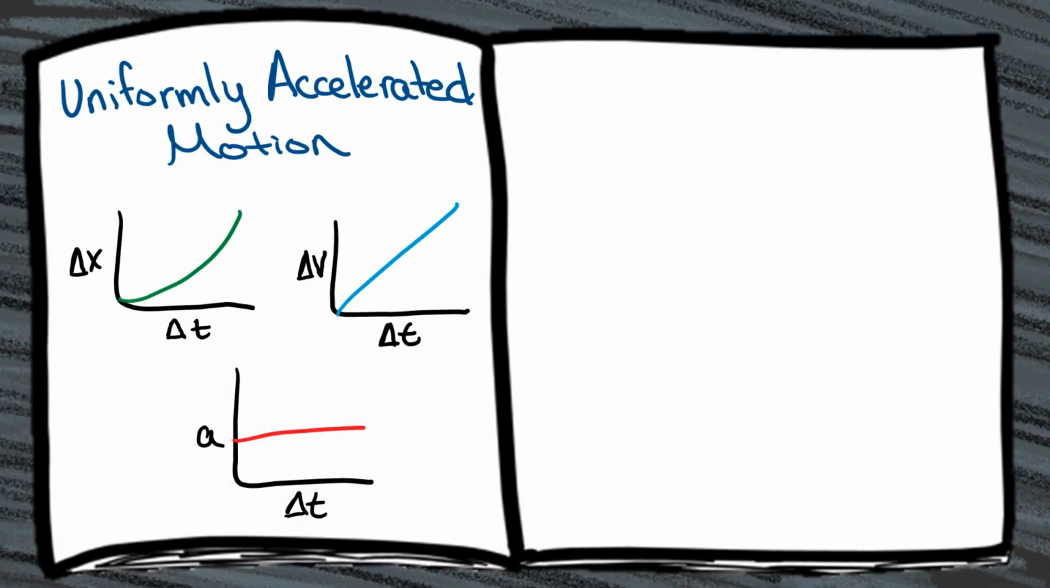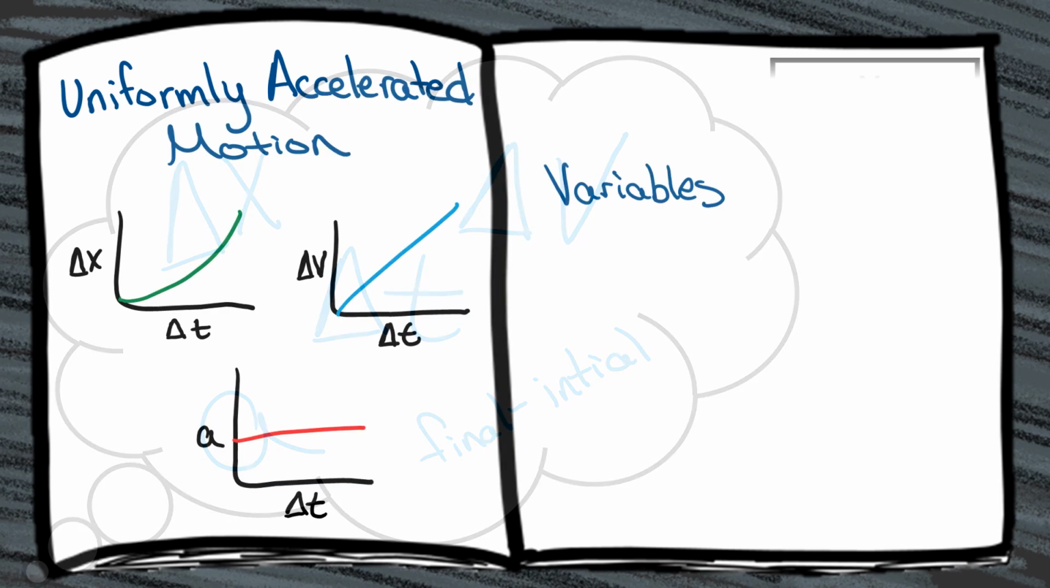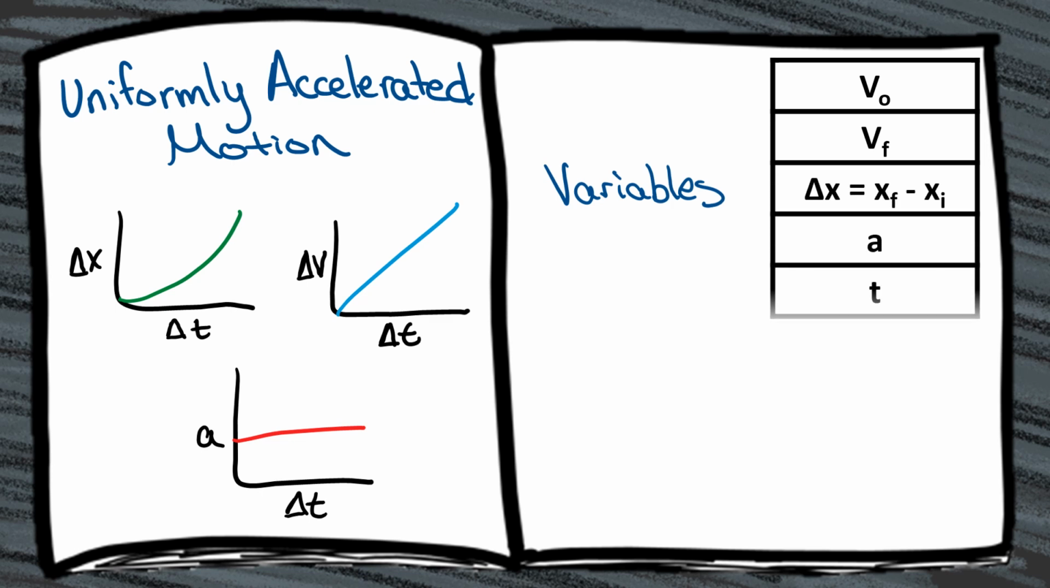Now that we know how to use motion graphs to illustrate the motion of an object that is uniformly accelerating, we're now going to focus on how to use a mathematical approach when graphing is not the most efficient method to use based on the information provided. For instance, we have identified a total of 5 different variables related to motion. Can you list them? Yes, that's right, Alex. The 5 consist of initial velocity, final velocity, change in position, acceleration, and time.